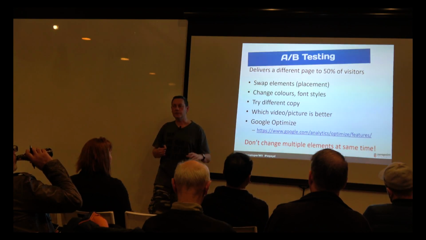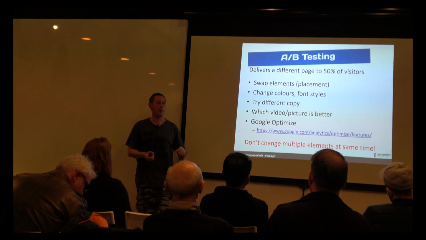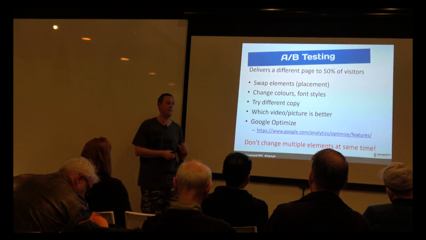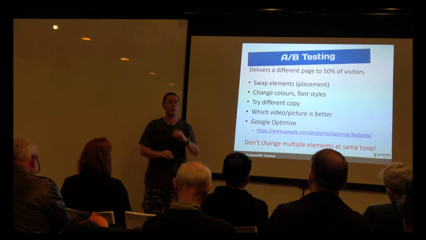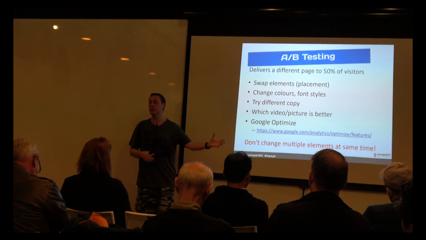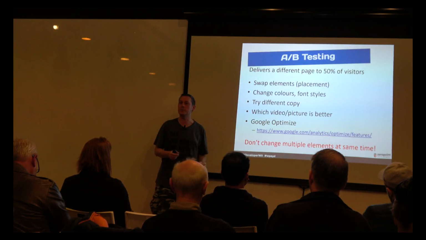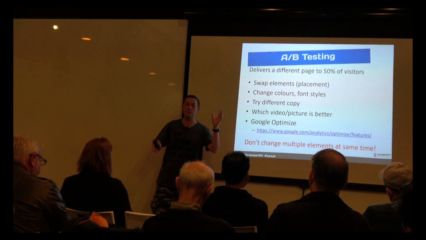In essence, what it does is you have a page and you can swap out an element of that page. It might be a feature, it might be a button color, it might be the headline text as well. And you can show 50% of your visitors one thing and 50% of your visitors the other. So that's what A/B testing is.